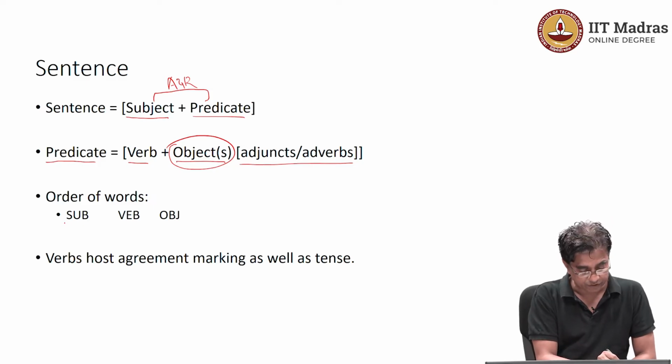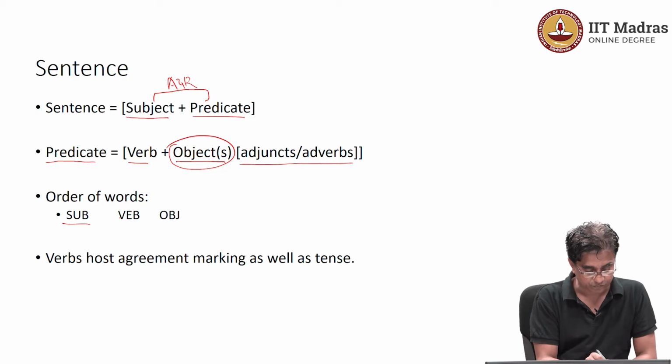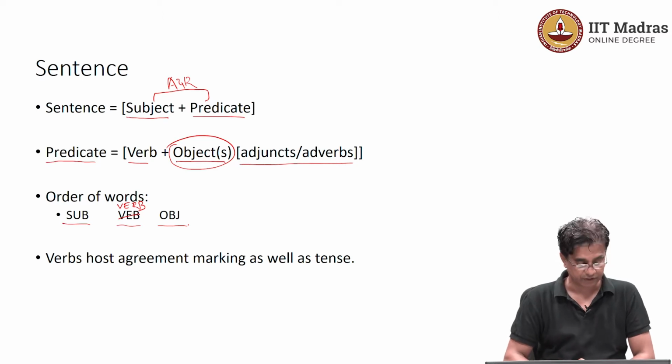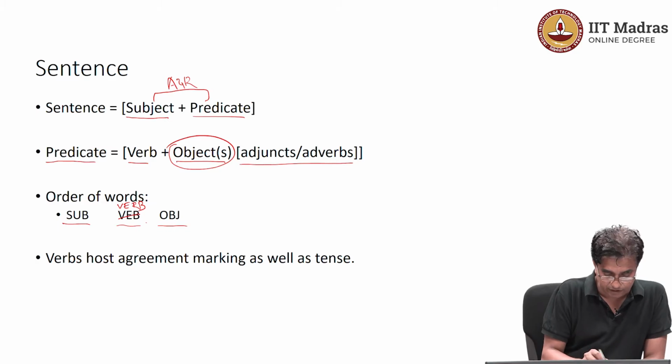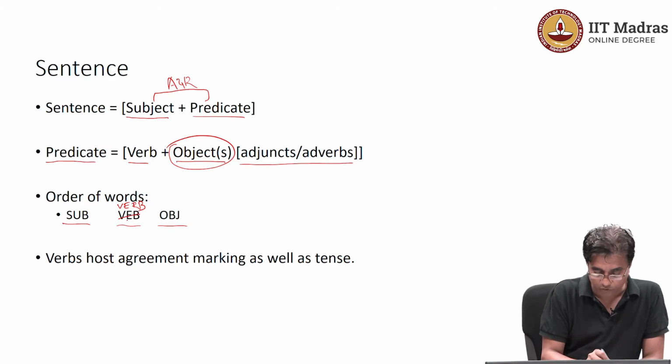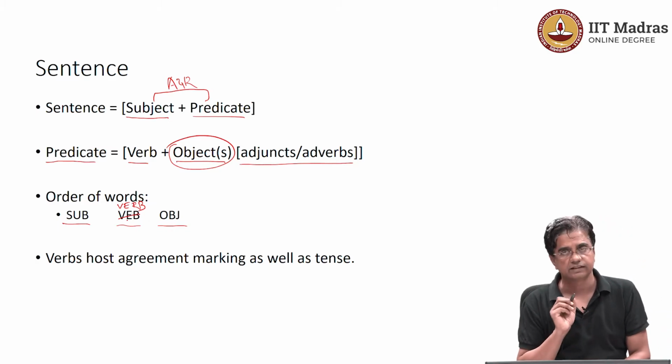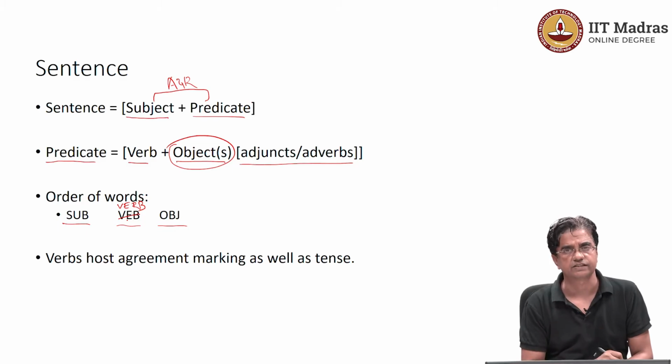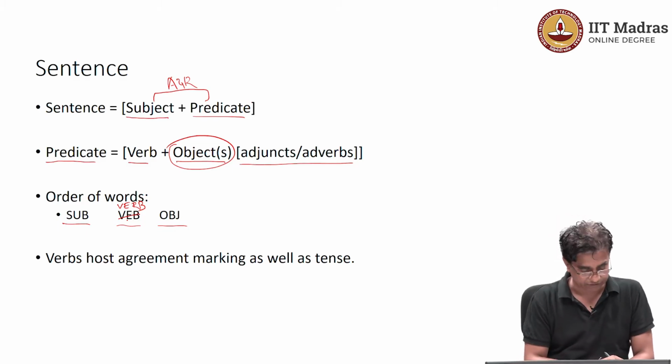So, moving ahead from there, when we look at the order of words in a sentence in English, we see this is how it works. We have a subject, we have a verb, and we have an object. So, what happens is objects follow the verbs in English. That is one of the factual things which we know about English.